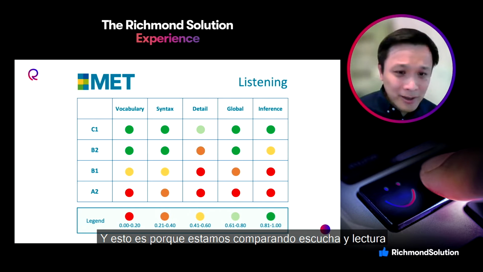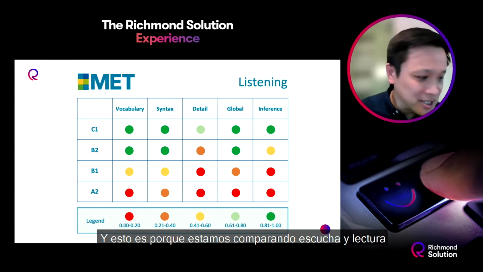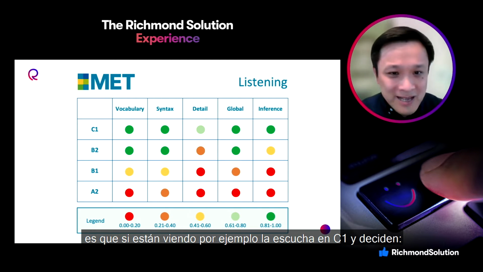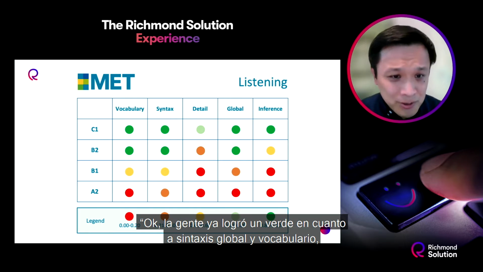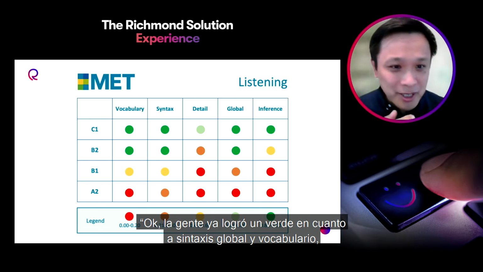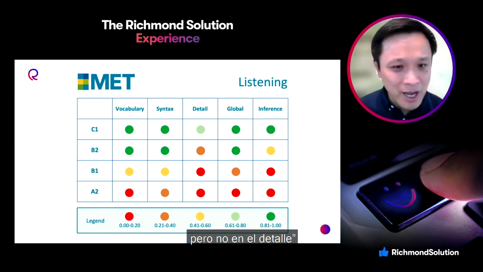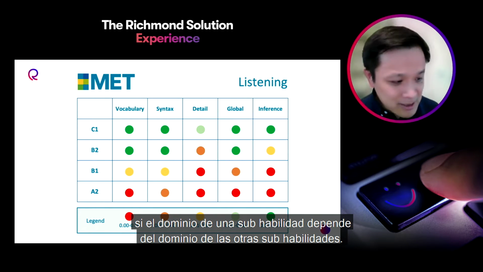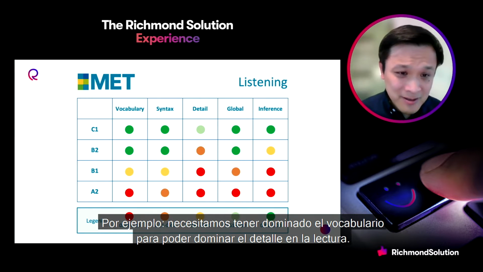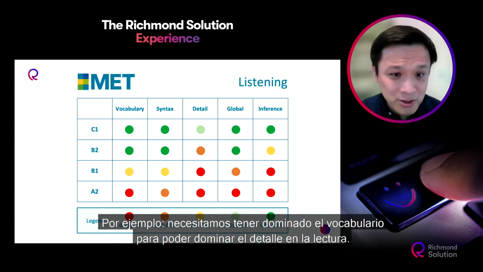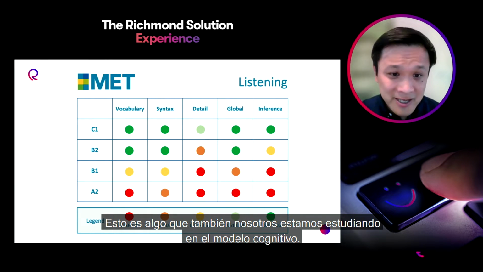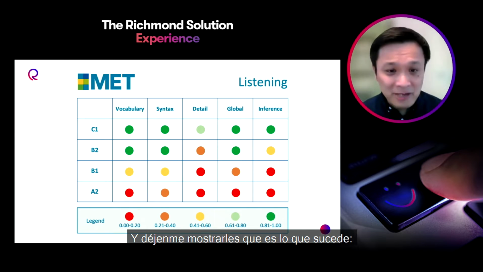Now, I want to stop right there because we've been taking a look and comparing listening and reading. And what I'd like us to think about for now is, if you're taking a look, for example, at listening in C1, and you see that people have achieved that bright green in vocabulary, syntax, global, and inference, but not yet in detail, it might make you think, does mastery of one subskill depend on mastery of another subskill? That is to say, for example, do you need to have mastered vocabulary in order to be able to master listening for detail. Now, this is actually something that we were also able to study in cognitive diagnostic modeling. And let me explain how that happens.